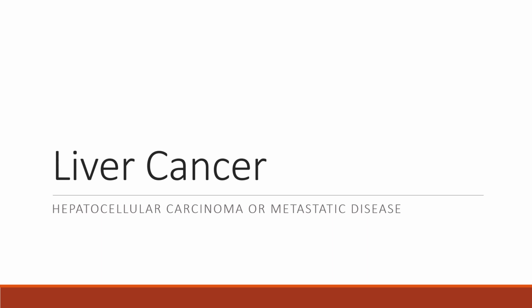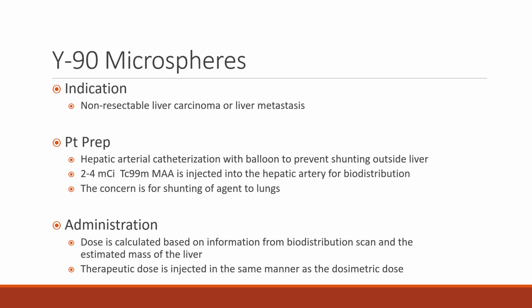All right, so now let's talk about liver cancer. And this is specifically looking at hepatocellular carcinoma or metastatic disease to the liver. The therapy for this is Y90 microspheres. Indication is non-resectable liver carcinoma or liver metastases. The patient will receive a hepatic arterial catheterization with balloon to prevent shunting outside the liver. It's given as 2 to 4 millicuries. 99mTc MAA is injected into the hepatic artery for distribution. This is that HAPS procedure.